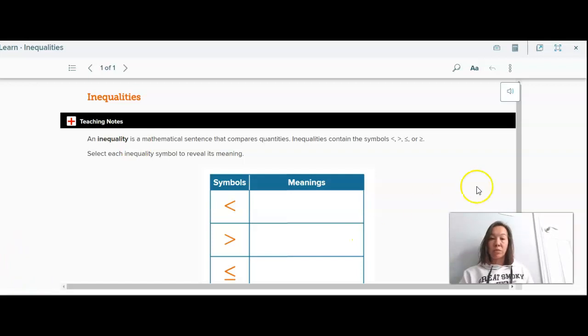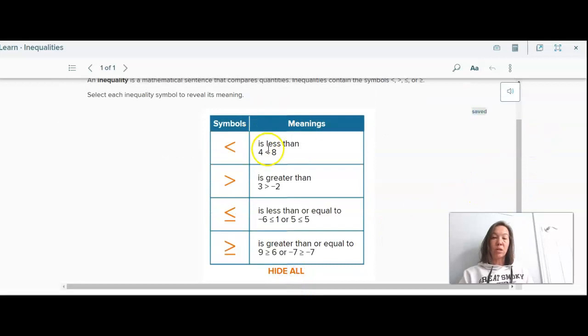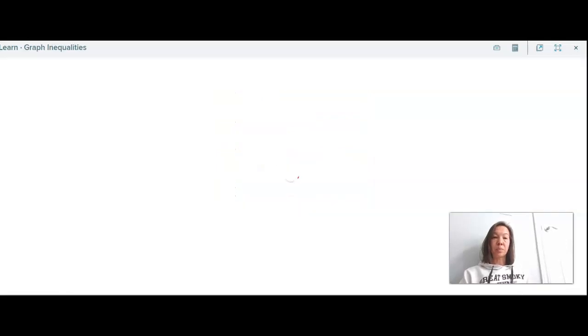So this is already filled in for you. But let's just look. This is less than, so 4 is less than 8. 3 is greater than -2, just a quick reminder. -6 is less than or equal to 1. 5 is less than or equal to 5. So we couldn't say 5 is greater than 5 because it's not greater than, but we can use these when we can use the same number. This is true when there is an equal to as well. And then same for greater than or equal to.